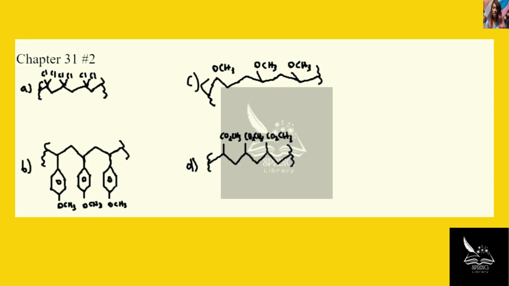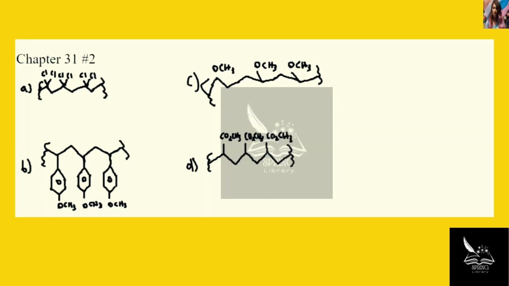If you do struggle drawing these vinyl-derived polymers, that is one easy way to do it. Just draw the monomers out in a row, erase the double bonds, and then connect those carbons. And that's the answer to chapter 31, problem number 2.